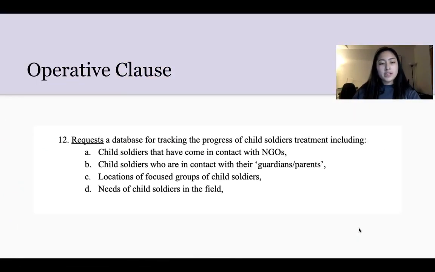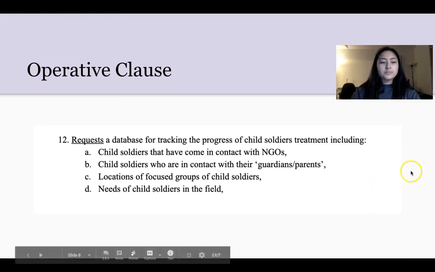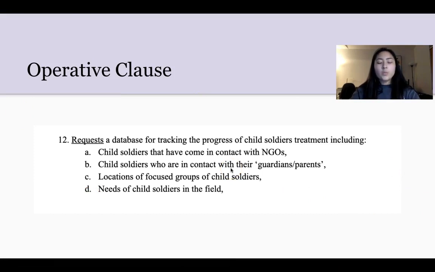From there, I will move on to operative clause. So here is an operative clause. An operative clause is very different from what a preambulatory clause is, and you're going to want to write a lot more operative clauses than you have preambulatory clauses. This is where the action comes in. This is where you want to include what actions you are going to take to solve the issues.